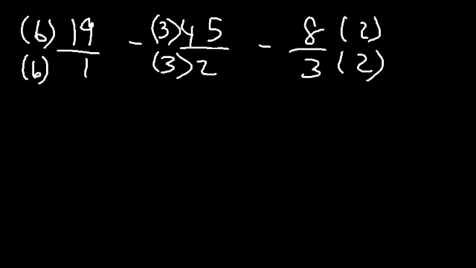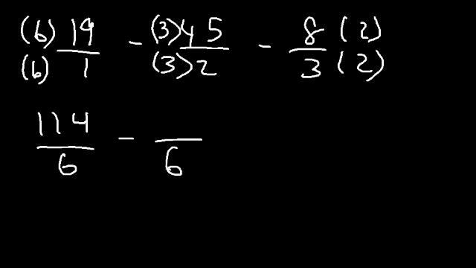Now what exactly is 19 times 6? 10 times 6 is 60. 9 times 6 is 54. So if you add 60 and 54, that's 114. Now you can also multiply 20 times 6, which is 120, and take away 6 from 120, that will give you 114. Now 3 times 45.